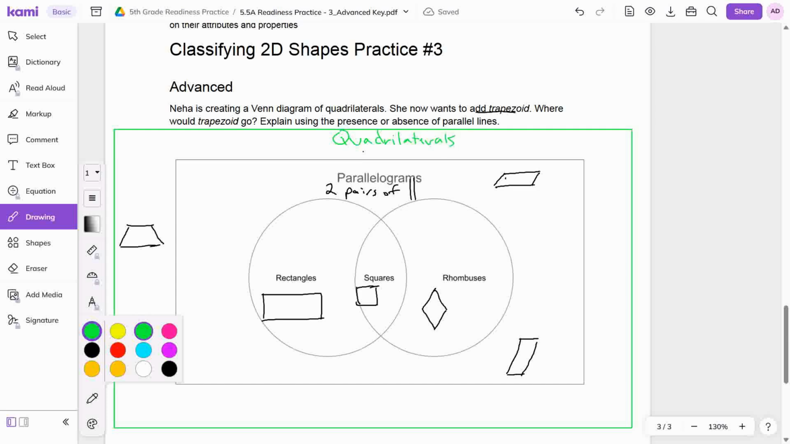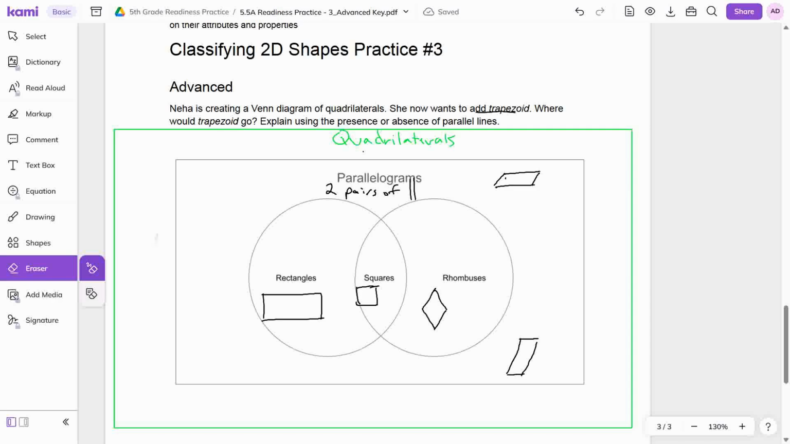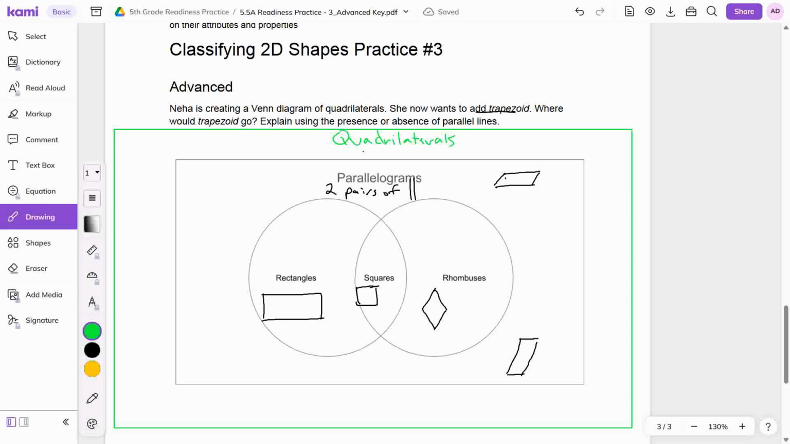And so let's make everything green. Let's redraw these here. So this is a trapezoid. Now, it actually has a type of name, isosceles trapezoid. And what I was trying to draw down here is actually a different type of trapezoid. It's called a right trapezoid because it's got right angles. So those are the two types of trapezoids that we are familiar with.